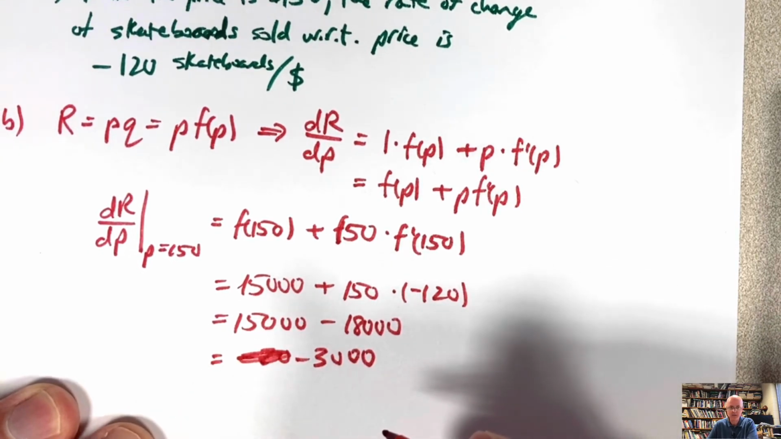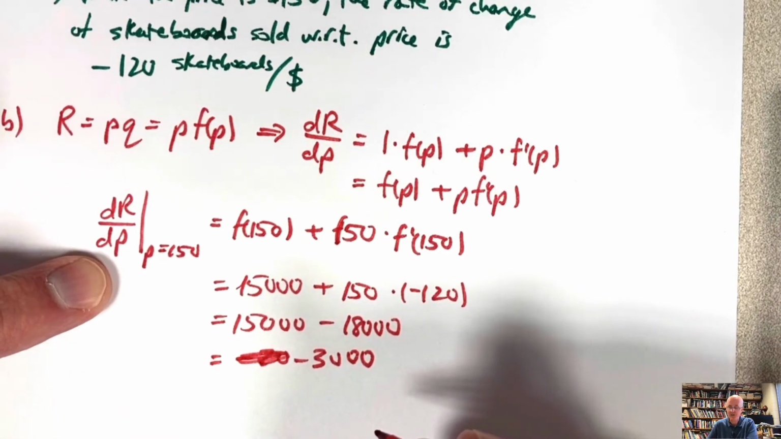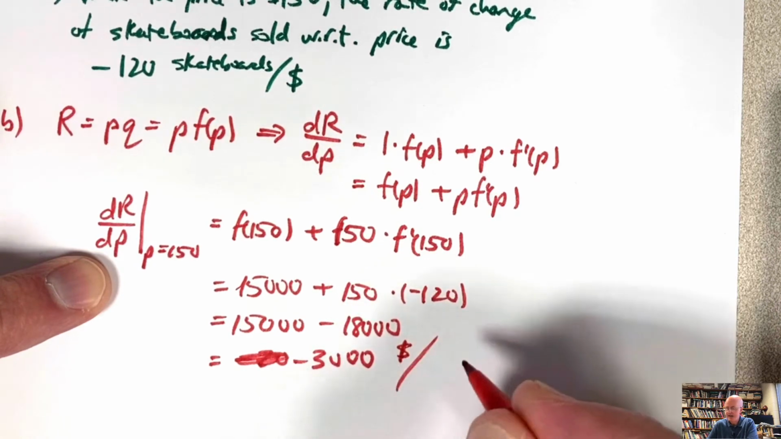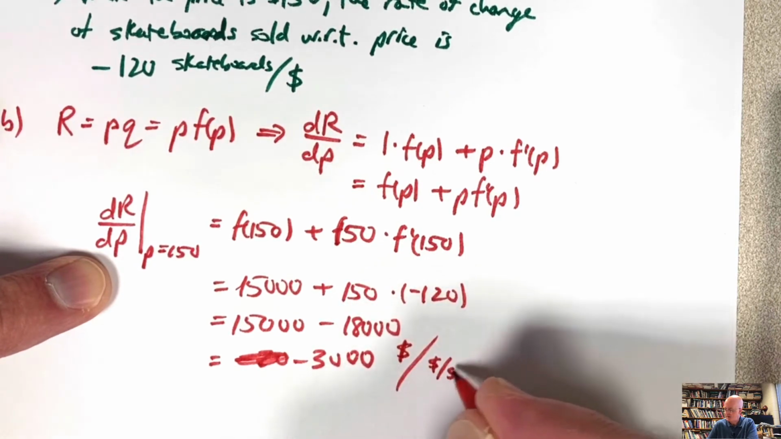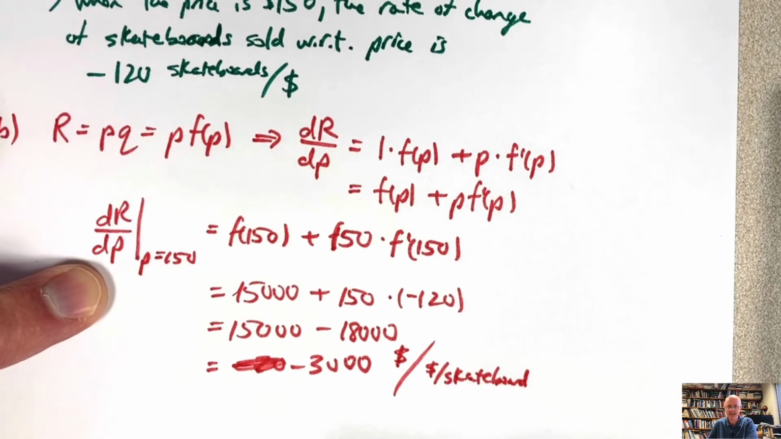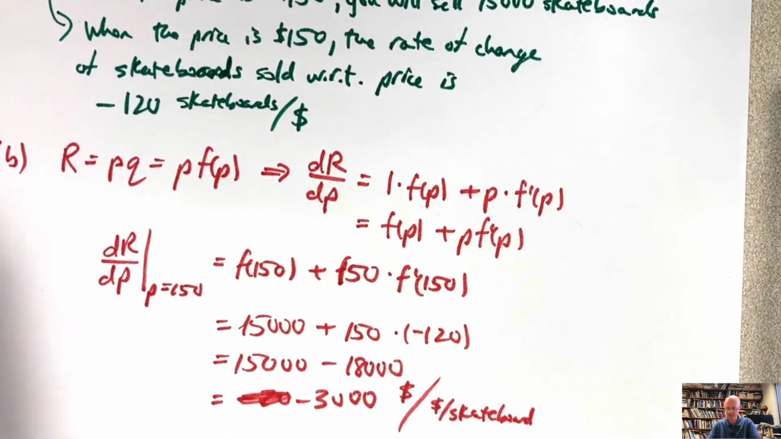What are the units going to be? Units of revenue are dollars. Units of P are also dollars. You might say dollars per dollar per skateboard. Yeah, P is the price. Probably better to think of this as dollars per skateboard. Now, technically speaking, you could cancel the dollars and write this as units of skateboards, but it's better not to, because it's going to help us interpret it in part C.